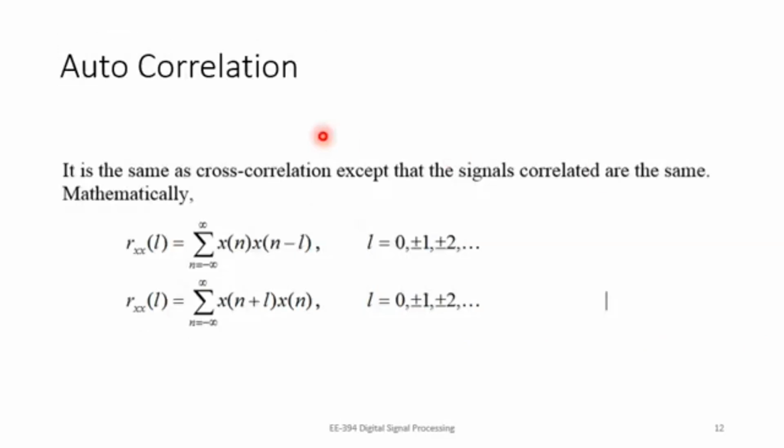Right, so now let's look at autocorrelation. It's the same as cross correlation, except the signals are the same. So we are correlating x with x of n minus L, and essentially rxx, whether you go in one direction or the other direction, will give you the same answers.